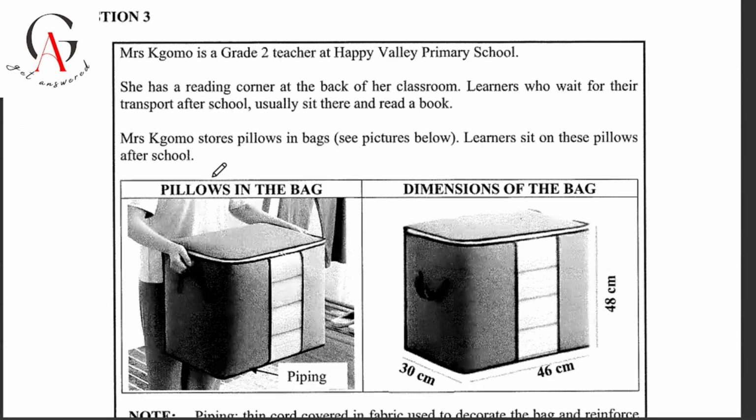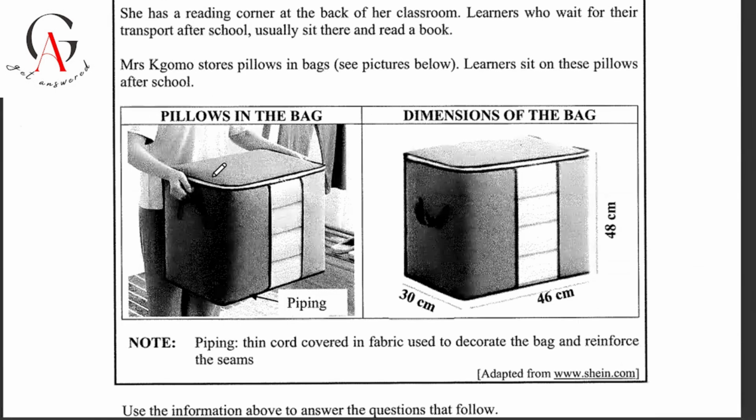Okay, question number 3. Mrs. Kamgo is a grade 2 teacher at Happy Valley Primary School. She has a reading corner at the back of her classroom. Learners who wait for their transport after school usually sit there and read a book. Mrs. Kamgo stores pillows in bags, as shown in the pictures below. Learners sit on these pillows after school.